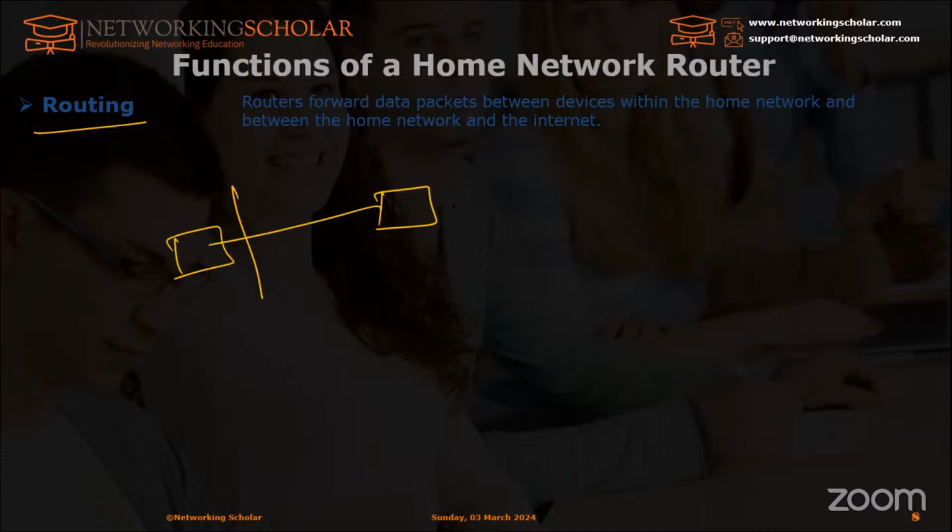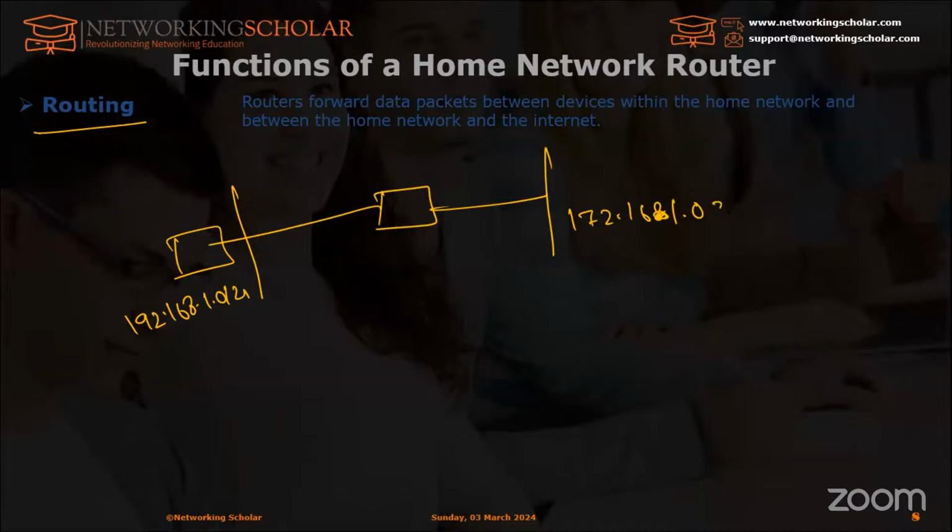Like this is a network and there is also another network. It is 192.168.1.0/24 and there is a 172.168.1.0/24 subnet. In that case, what will the router help us with? It will help us to create routing between both of those networks.